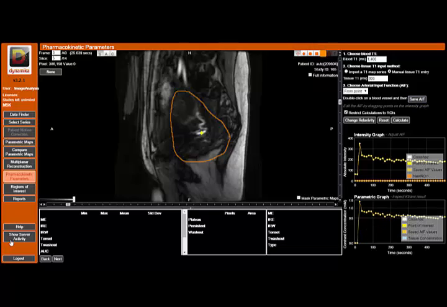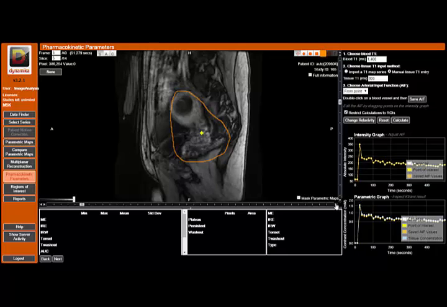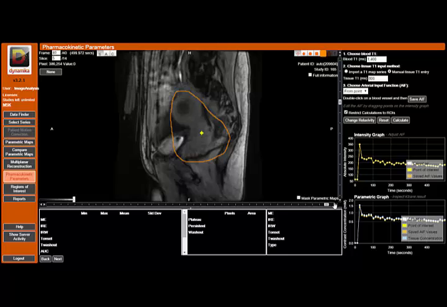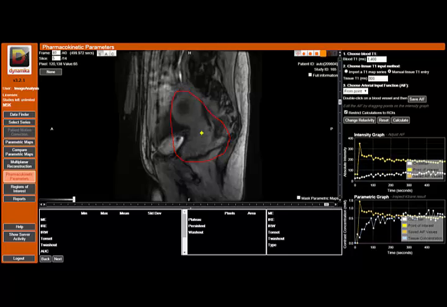As we continue to scroll through the time points, we see that more things begin to enhance. You can see the shape beginning, and as we get right to the end, we see even here that the water in the bladder is now enhancing.